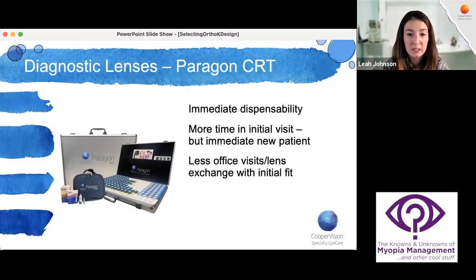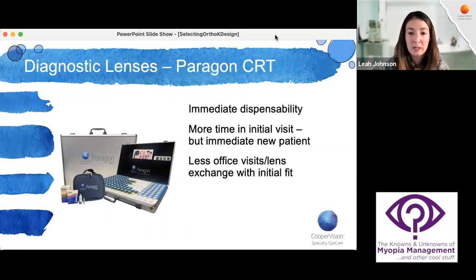With Paragon CRT lenses, we have immediate dispensability with the diagnostic dispensing set. So let's take, for example, you have a patient who is in your exam room. They're eager to get started with ortho-k. And with Paragon CRT, right then in the practice that day, you can keep that momentum going and dispense a lens immediately from your DDS, and they can experience clear vision the next day.